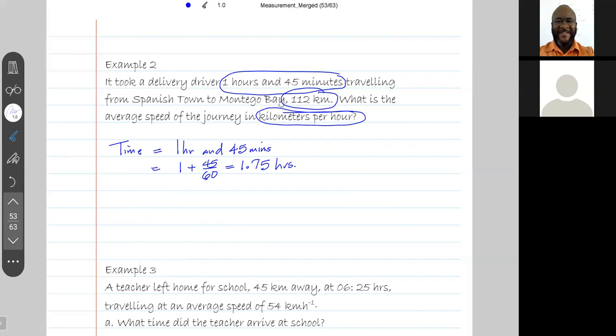If you wanted to, you could leave the thing as a fraction if you wanted to. So I'll show you both calculations, and we're asked the average speed. Average speed is equal to total distance divided by total time.